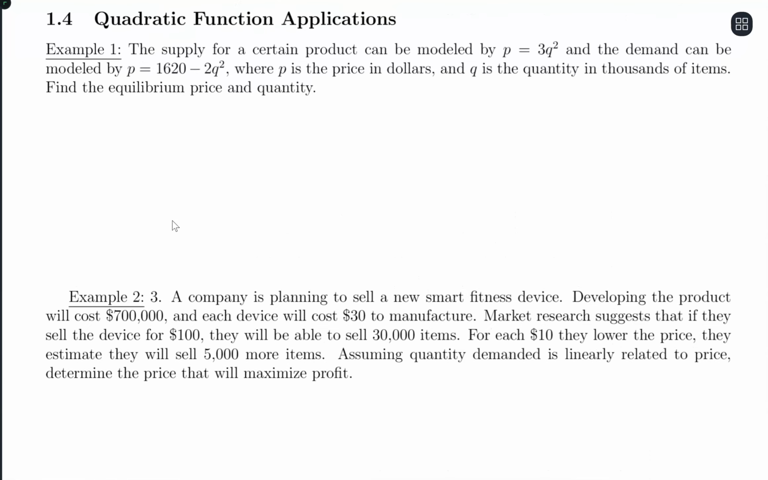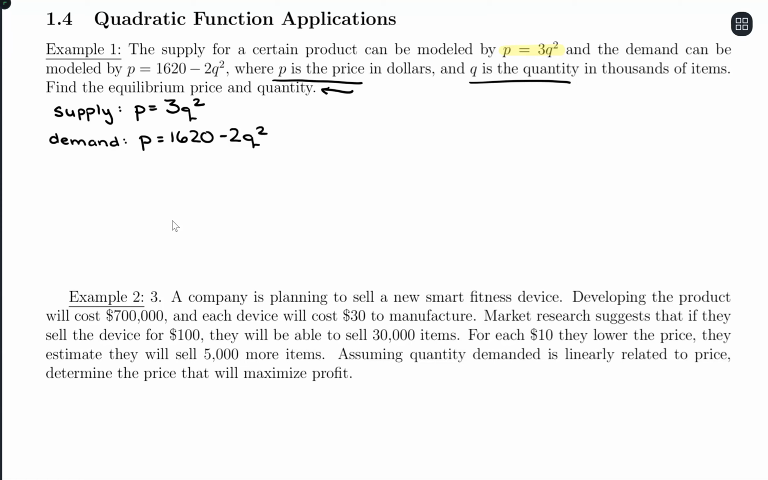All right, so this first example here, we have the supply for a certain product can be modeled by P equals 3Q squared. In fact, let me just make a note to myself. So we have supply is coming from P equals 3Q squared, and demand can be modeled by P equals 1,620 minus 2Q squared, where P is the price in dollars, Q is the quantity in thousands of items, and we want to find the equilibrium price and quantity. And again, equilibrium is when supply is equal to demand.